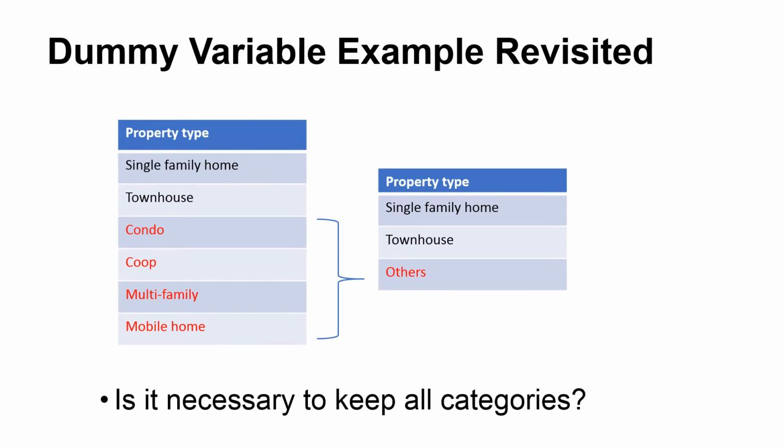Going back to the same example, in an original dataset, there are many categories other than single-family home, townhouse, and condo. Depending on the purpose of our analysis, we may choose to combine some categories. For example, condo, coupe, multifamily, and mobile home can all be lumped into the other category. In this way, we end up using only 2 dummy variables, instead of 5 should we not combine categories. However, be cautioned that how categories should be combined is not always straightforward, and it should be chosen carefully. It is common to combine sparse categories together, but it may also depend on the problem context.